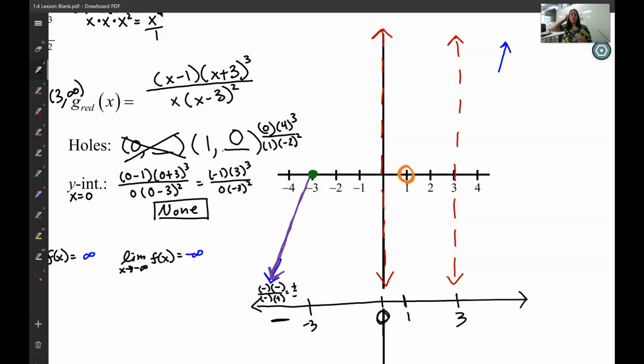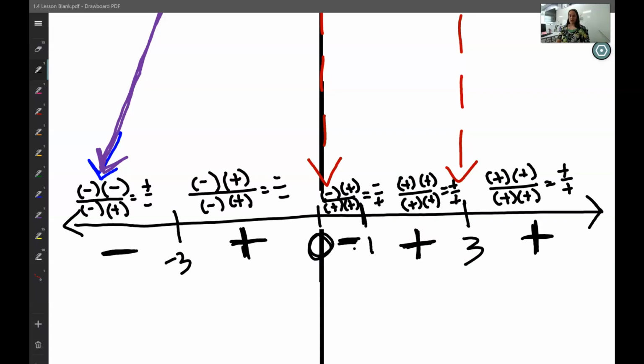Now, I want you to practice sign lines. They're going to be really important in calculus. So what I want you to do is pause the video, pick a number between -3 and 0, test it, pick a number between 0 and 1, test it, pick a number between 1 and 3, test it, and then pick a number right of 3 and test it so that you can practice those sign line skills because they will come back. So pause the video, try that out.